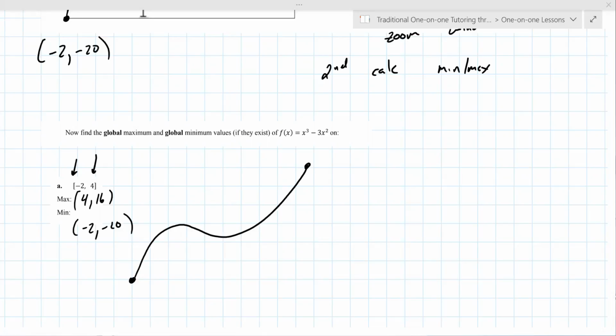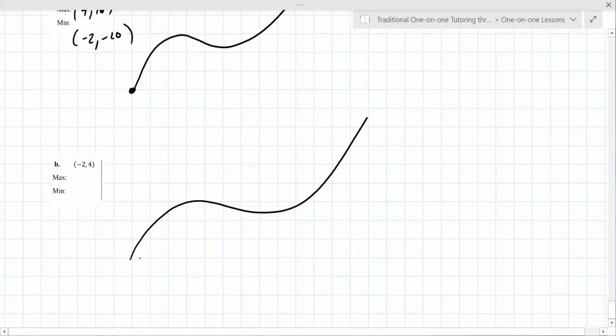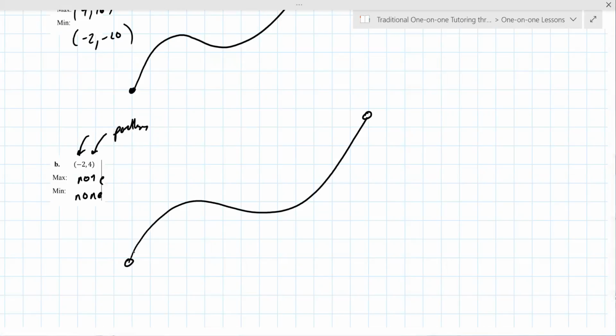So in part B, this probably will raise some questions. It's the same graph, except these are holes at the end because of the parentheses. So there is no max and there is no min. And you might be thinking, well, Matthew, it's right there. Yeah, it is, but it doesn't exist. It's truly the difference between a filled in and an open circle. Where it's open doesn't work. Same goes for D though. There's none, right?